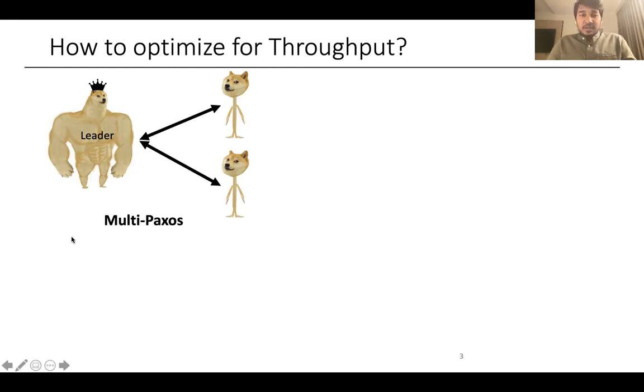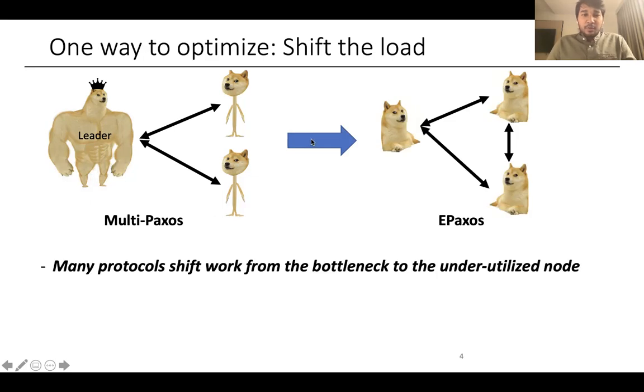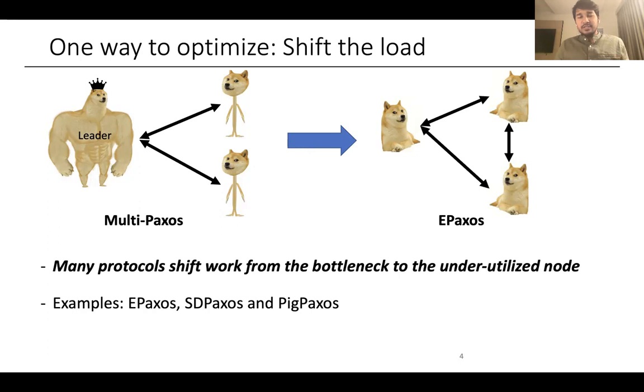One way to optimize this is to shift the load. Many protocols use this approach to shift the load from the bottleneck node to the underutilized nodes. A few examples of such protocols are EPaxos, SDPaxos, and PigPaxos, and each of these protocols has a different way of shifting this load. So here we see how EPaxos is trying to shift the load and utilize more resources to achieve this high throughput. Let us now talk about the resource utilization of these replication protocols and how they actually differ from each other.